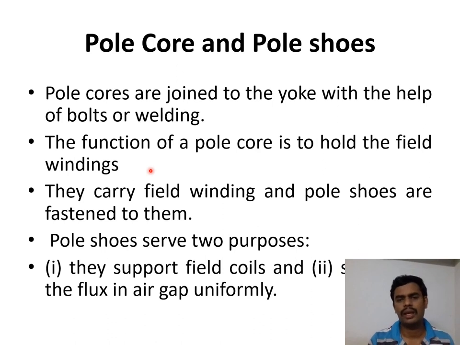Core is nothing but a piece of iron or steel. They carry the field winding or they house the field winding, and pole shoes are fastened to it. Pole shoes are fastened, that is, fixed to it. Pole shoes are used for supporting the field coils as well as they spread the flux uniformly in the air gap.